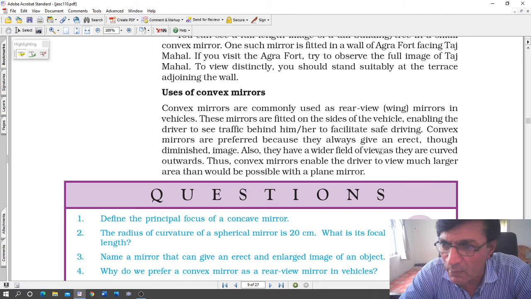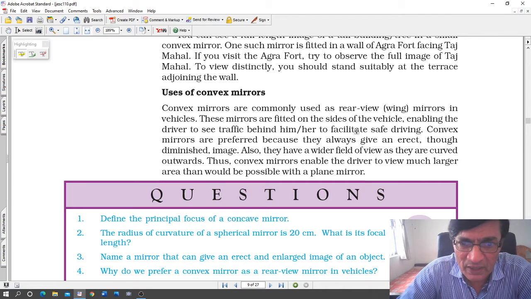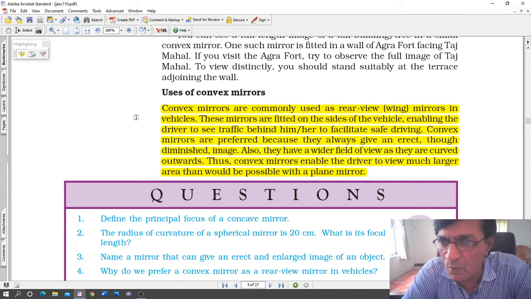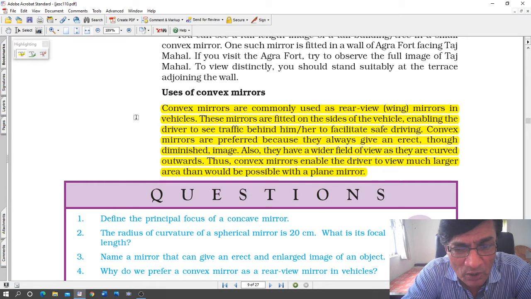I told you about driving mirrors. These mirrors are used, this is an important paragraph please. Convex mirrors are commonly used as rear view mirrors in cars. Remember, this is not as reflectors in the headlights that we discussed yesterday about concave mirrors. These are convex mirrors where the mirror is placed in front of the rider or in front of the driver. He can see vehicles coming from behind.